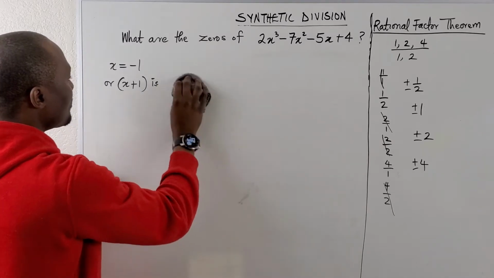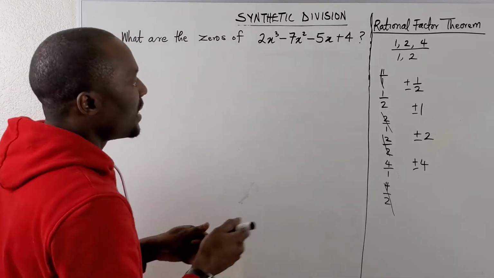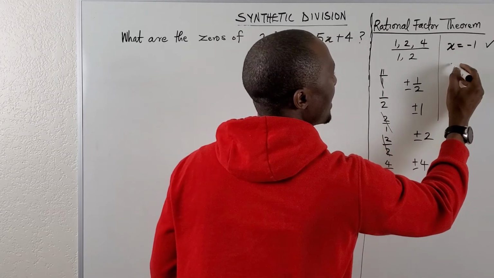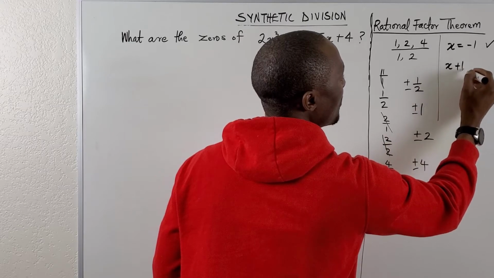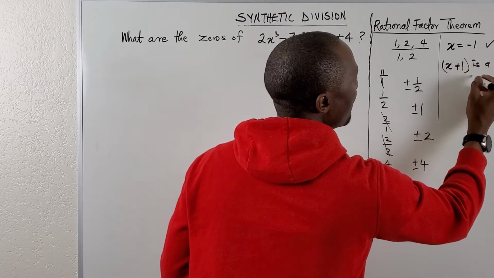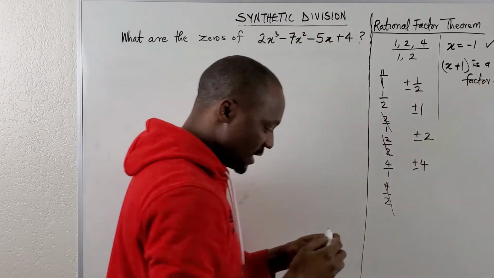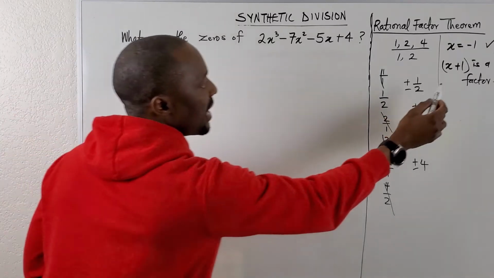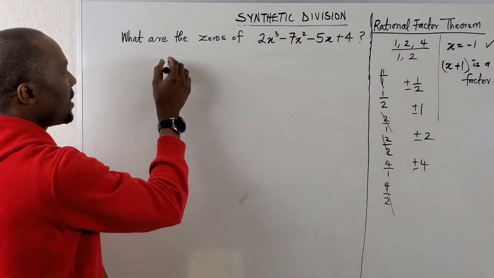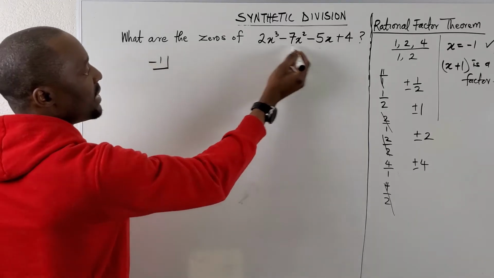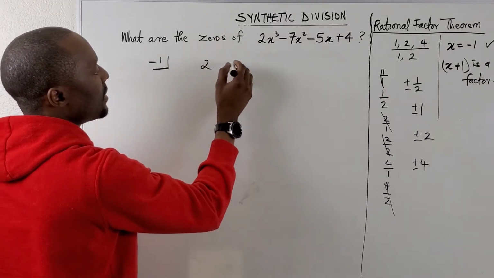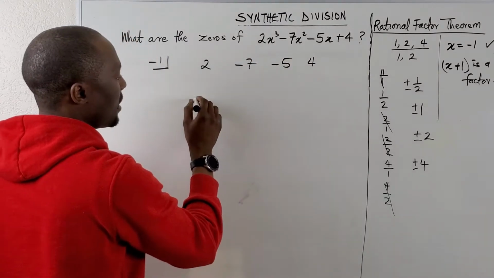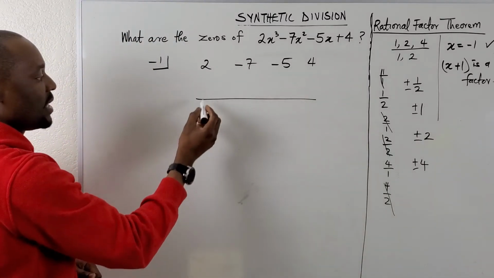So let's quickly go down to the synthetic division avenue and see what we can do with that. Okay, so let's write this in a corner because we know that x equals negative 1 checked out, which means x plus 1 is a factor. Okay, we don't need all of these anymore. So let's do synthetic division with x equals negative 1. I'm going to bring down all these numbers, which are 2, negative 7, negative 5, and 4. Draw a line, bring this down.